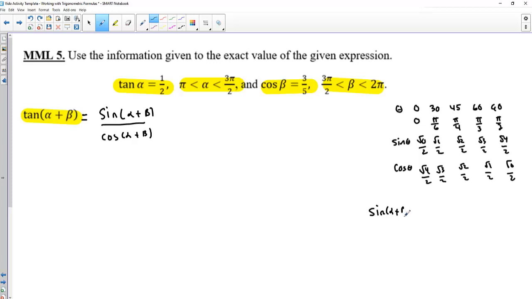So sine of alpha plus beta. I guess I can just write it right next to it. Okay, let's just write it right next to it here. So right here, remember the sine when you add two angles, the sine always has the same sign, but something's different. So it goes sine of alpha, cosine of beta, plus sine of beta, cosine of alpha.